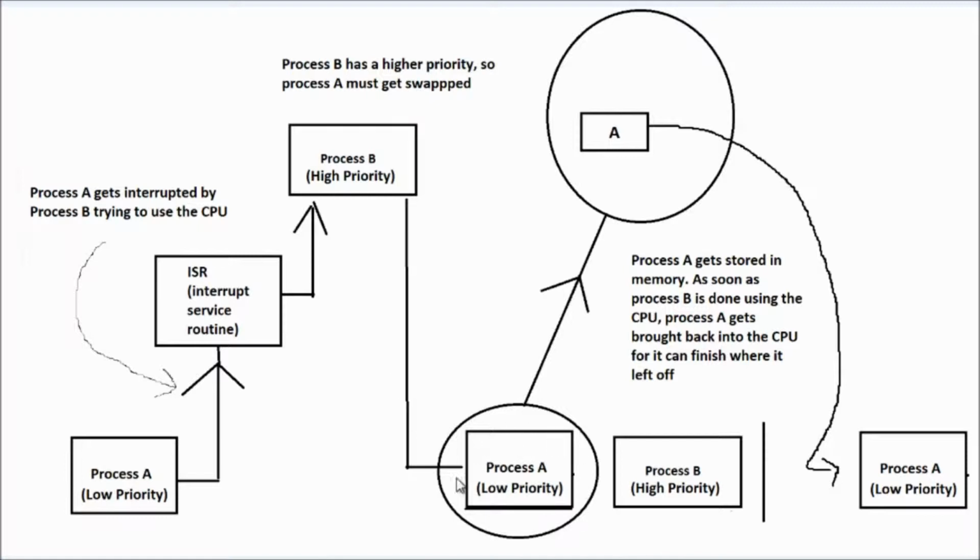As you can take a look right here in the circle, process A gets stored in memory. As soon as process B, which is right here at the bottom, is done using the CPU, process A gets brought back into the CPU so it can finish where it left off. So as you can see, process A is right here. We follow back, it goes back into the CPU, and process A finishes what it has to do.